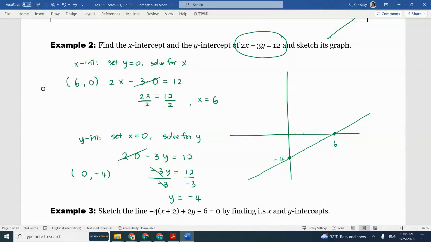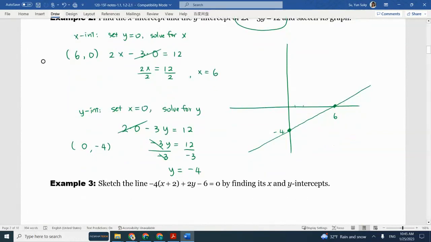If you can understand example 2, could you type 2 in the chat? Thank you. All right, let's keep going.